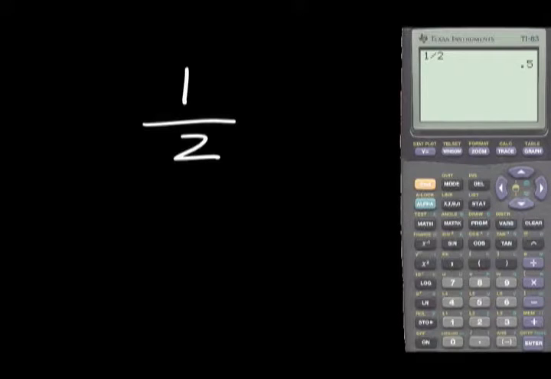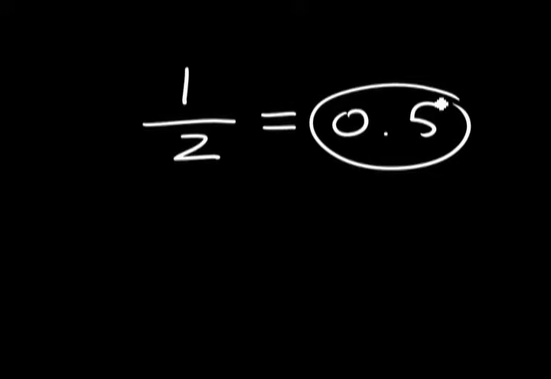Numerically, the answer is 0.5. That is, the fraction of 1/2 is 0.5. So the probability of tossing a coin and it landing on a heads is 0.5.